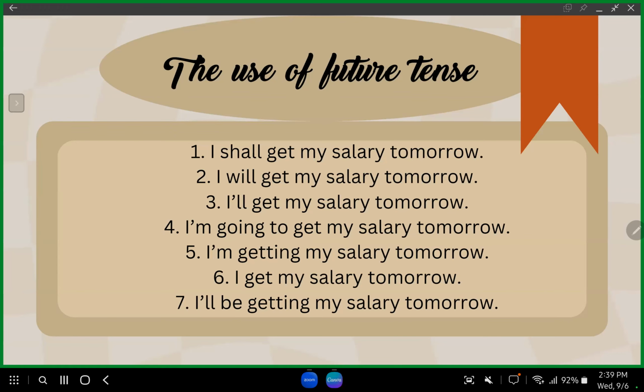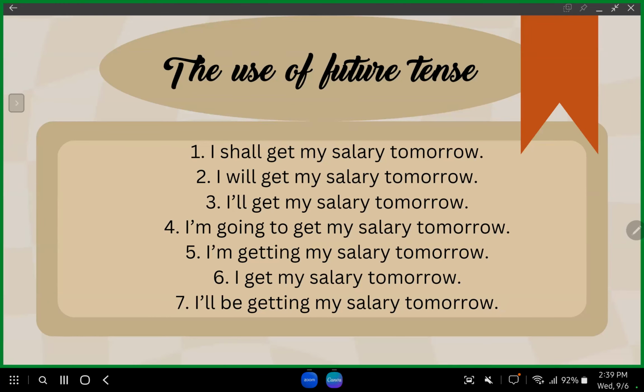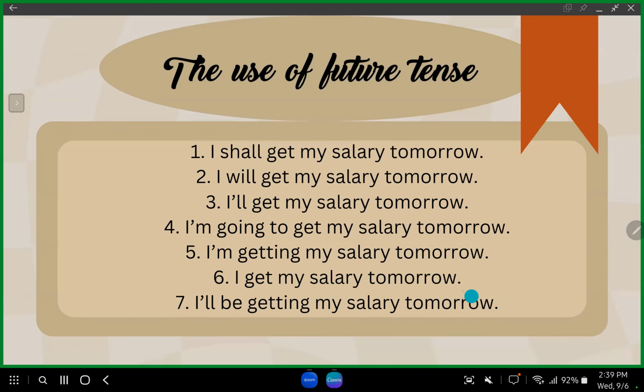Future tense talks about how this is not going to happen now, but it's going to happen soon. All these sentences are the same, but the way they are constructed is different. All the outcomes are the same, except the way they are constructed is different.